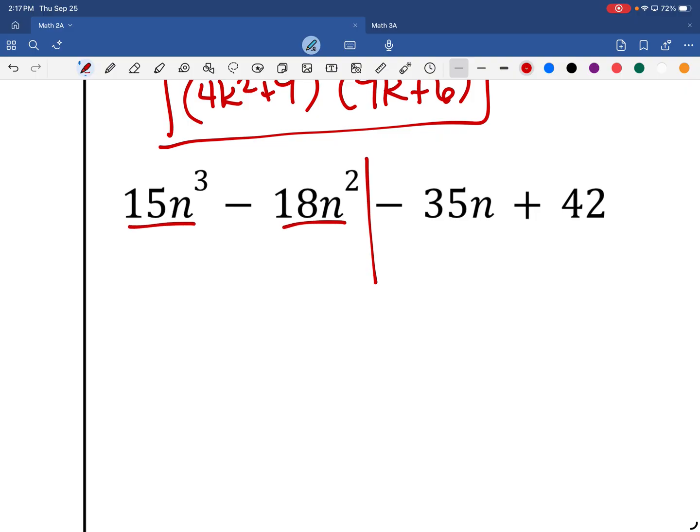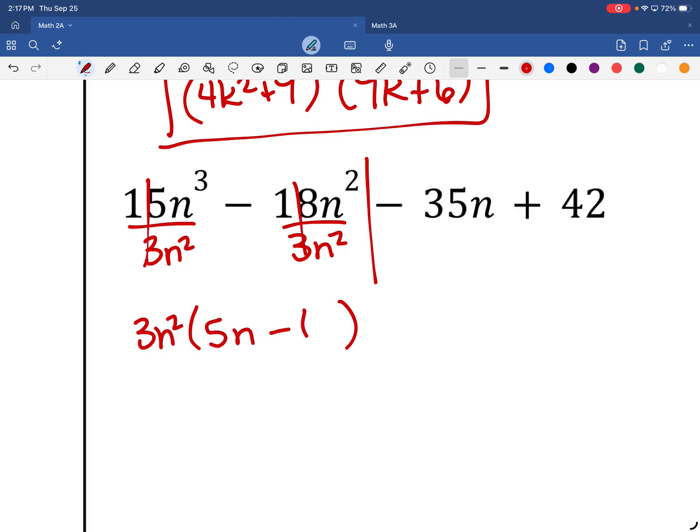The left side, they can both divide by 3n squared. So we're going to put 3n squared in front. And then we're left with 5n minus 6. The right side can both divide by 7.